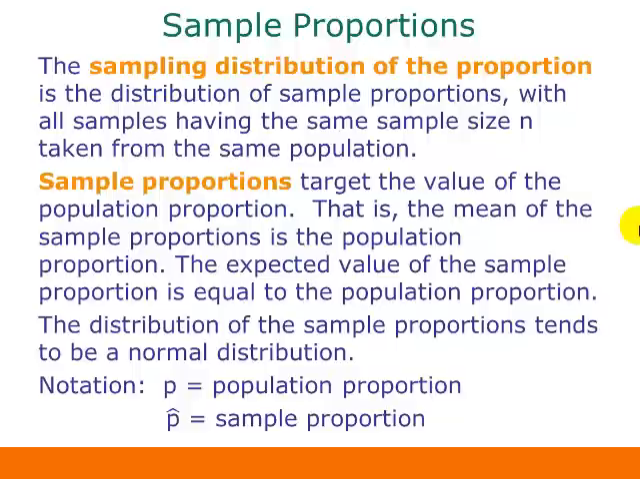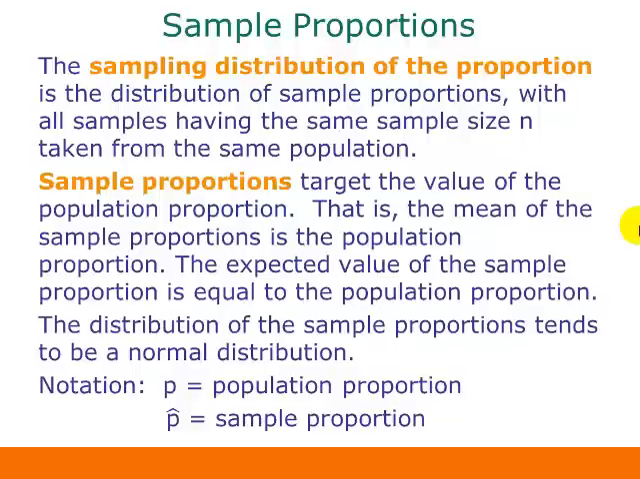So if you think about taking all the possible samples of size n from a population and then figuring out the sample proportion for each one, in other words, the proportion from each sample that has a certain characteristic, and then looking at all those different proportions that you came up with from all the different samples, here we're talking about the distribution for all of those sample proportions.